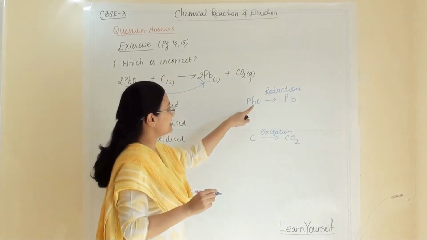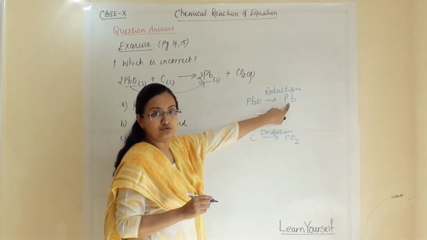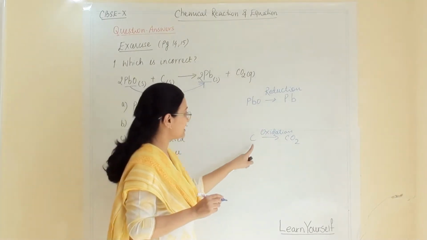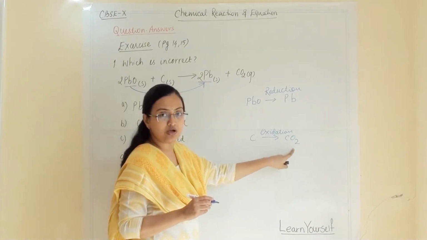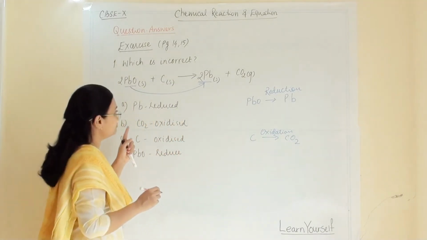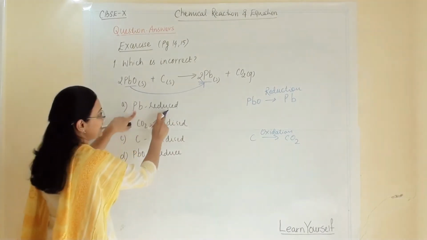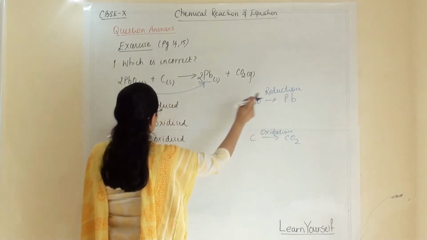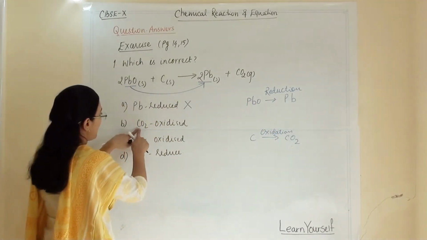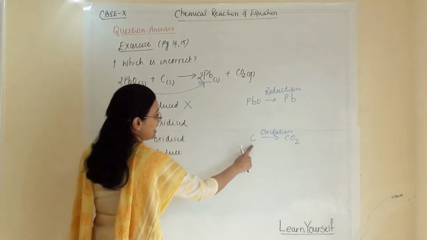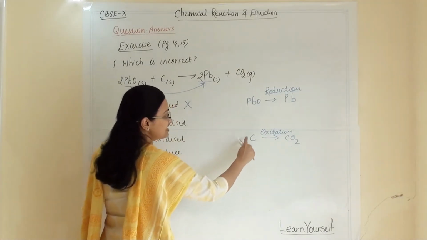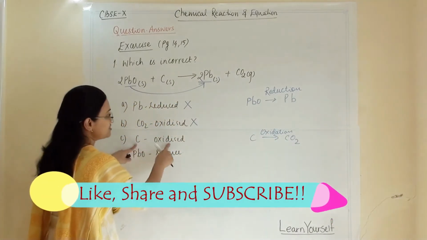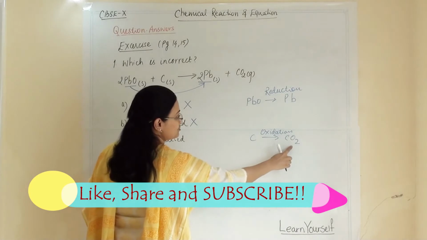And lead oxide is getting reduced to lead. Lead oxide is reduced to lead and carbon is oxidized to carbon dioxide. So now lead is reduced. No. Which one is reduced? Lead oxide is reduced to lead. So this is wrong. Carbon dioxide is oxidized? No. Carbon is oxidized to carbon dioxide. So this is wrong. Carbon is oxidized. Yes, carbon is oxidized to carbon dioxide.